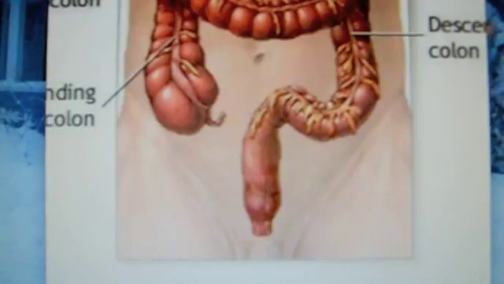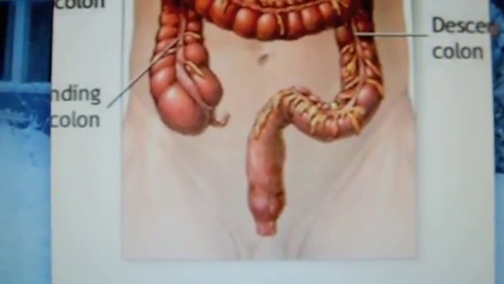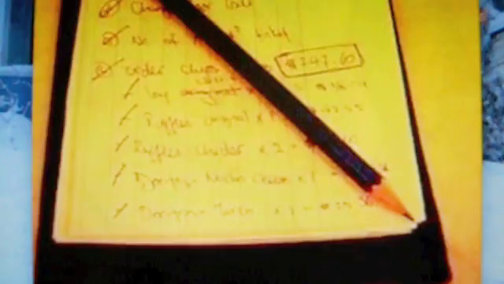The small and large intestines both have microscopic villi all over the intestinal lining that increase the surface area over which nutrients and water can be absorbed into the blood. This increase in surface area increases the rate that such nutrients can be absorbed.